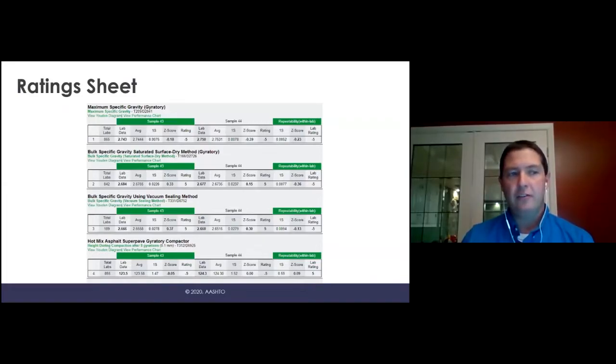Moving on to the rating sheet. So this is a generalized rating sheet that you'll see for each one of the samples that you've submitted data for and the final reports have been released for. You can see that there are a few different columns that we have in here. We'll highlight them in the next slide.